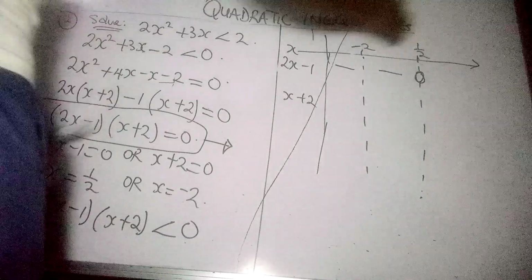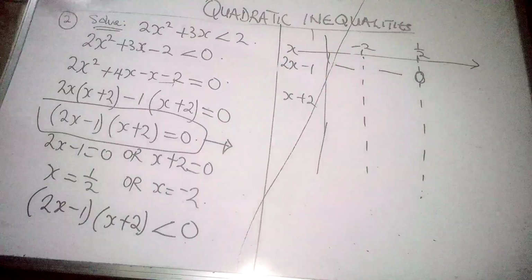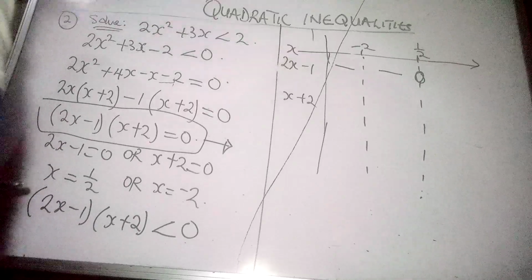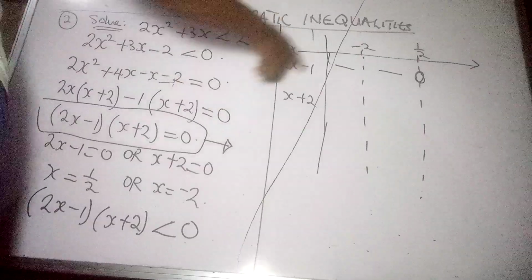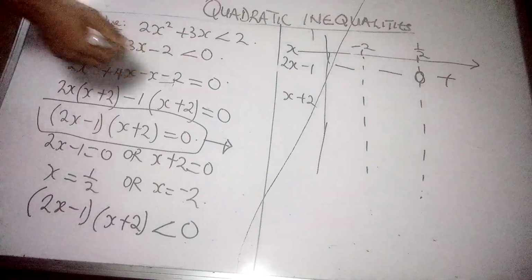Let's now go beyond half. That will be 1, 2, 3, positive. If I put 1 here, 2 times 1, 2, minus 1, that's plus 1. If I put 2, 2 times 2, 4, minus 1, that's plus 3. That means anything we are getting from here up this way, it will be positive.